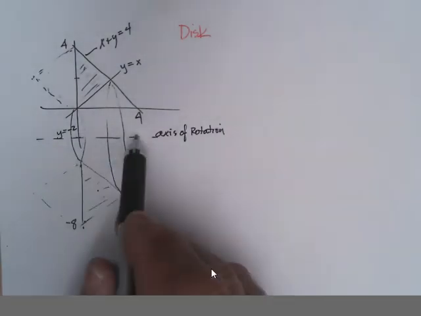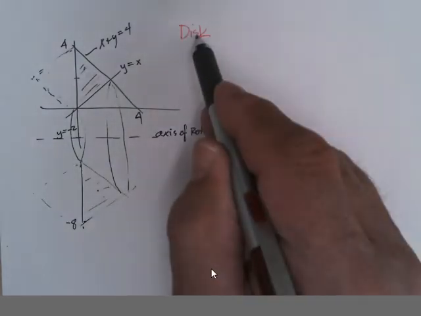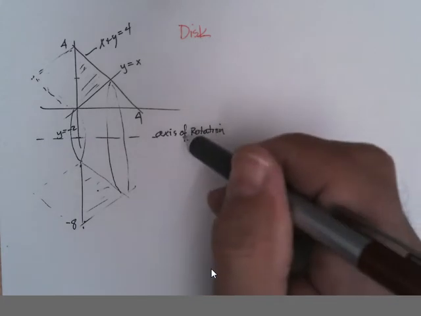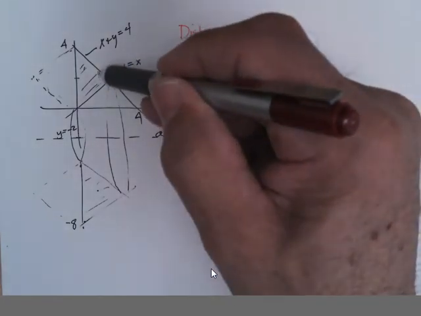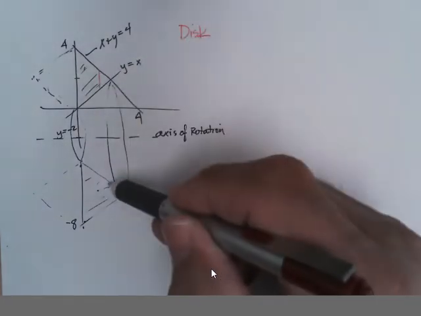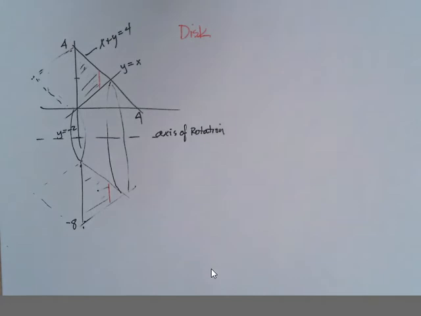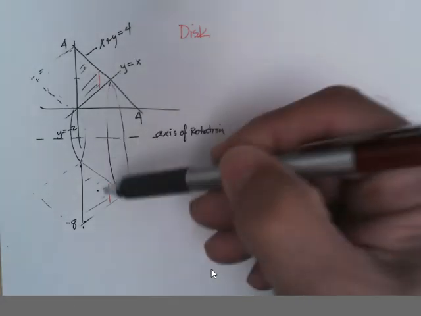Here's the axis of rotation. The disc method, I always make the disc slice perpendicular to the axis of rotation. So I could do a slice here, which would be a slice down there. It makes a washer.